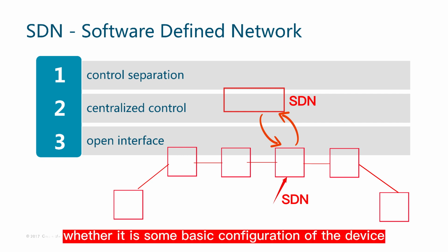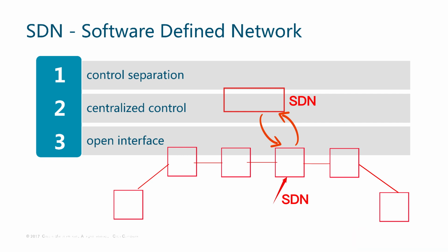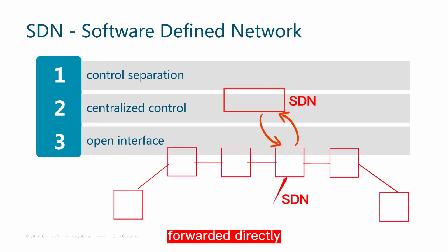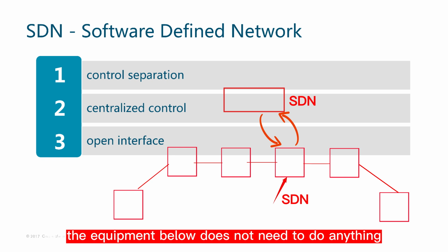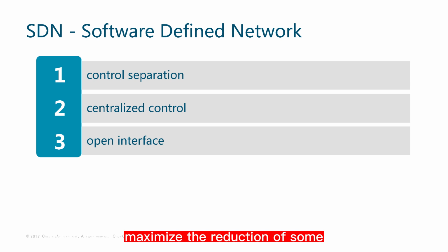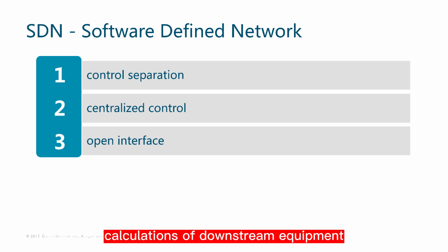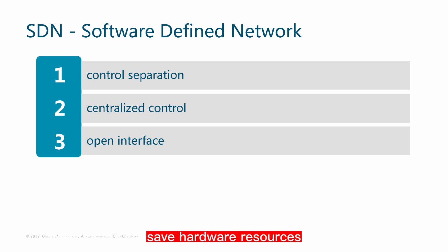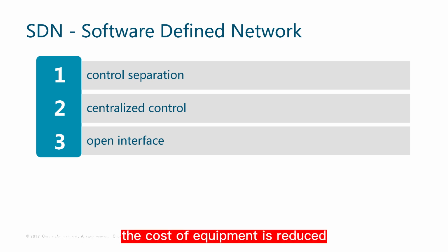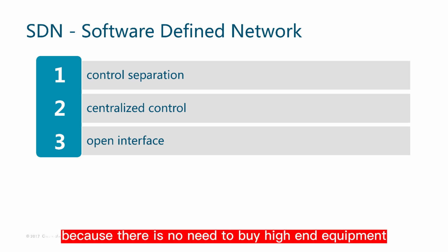Whether it is some basic configuration of the device, or the computing of forwarding, it is done directly. The equipment below does not need to do anything. The advantage of this is that it maximally reduces some calculations of downstream equipment and saves hardware resources. The downstream device does not need to run the routing protocol anymore. The cost of equipment is reduced, because there is no need to buy high-end equipment.